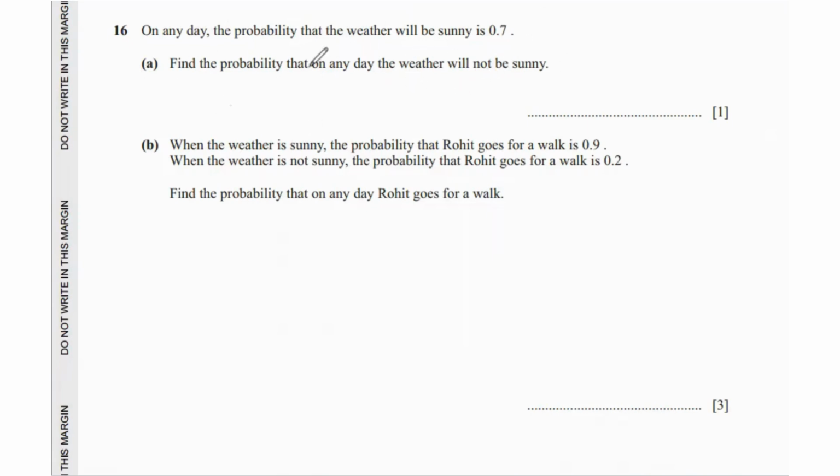So for the weather not being sunny, we just subtract the probability of the weather being sunny from 1, and that gives us 0.3 as the answer.